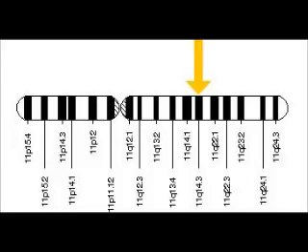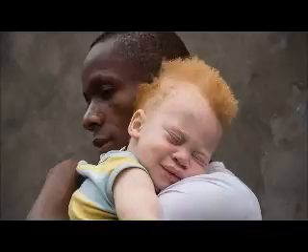There are 2 types of OCA1. In 1A, there is no melanin synthesis in any tissue and vision problems are present. It is caused by a null mutation of the TYR gene, located on chromosome 11 at position 14.3. This mutation results in inactive or incomplete tyrosinase enzyme, which helps create melanin.